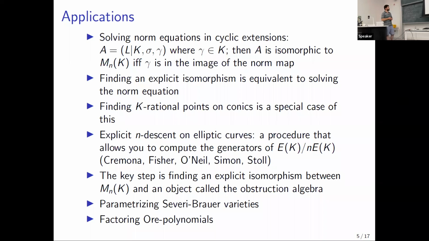And another application is parameterizing Severi-Brauer varieties. Severi-Brauer varieties also have this property that they have a rational point if and only if some central simple algebra is split. And finally, factoring Ore polynomials, which are just polynomials over a field K, but they're non-commutative polynomials. So the K doesn't commute with the variable. Actually, conjugating with the variable induces an automorphism on K, which is interesting on its own, but also has applications in coding theory.